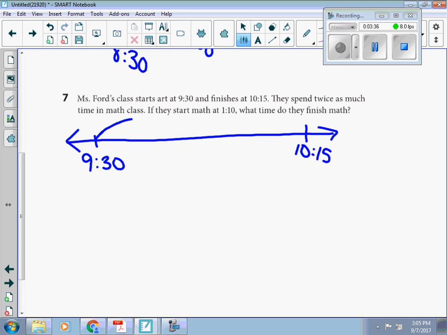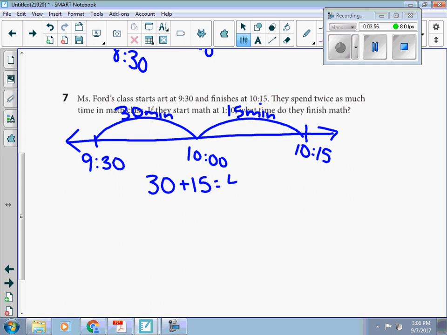Well, I'm going to make that easy jump for me to 10 o'clock, and I know that that's 30 minutes. And then I can see from 10 to 10:15 is another 15 minutes. So then art, they spent 30 minutes plus 15 minutes. They spent 45 minutes. Now, they spent twice as much time in math class. So 45 plus 45 means that they spent 90 minutes in math class.